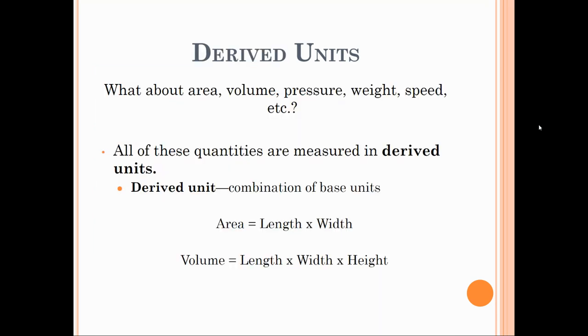So, derived units. What about area, volume, pressure, weight, and speed? All of these quantities are measured in derived units. A derived unit is a combination of base units. For example, area is length times width, and the units of measurement are always squared. Volume is length times width times height, and volume's unit of measurement is always cubed.